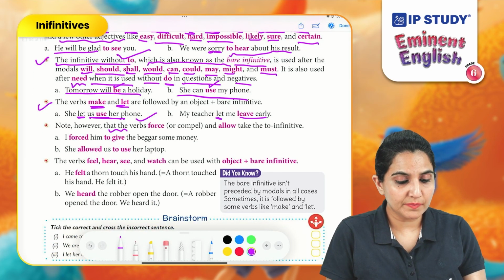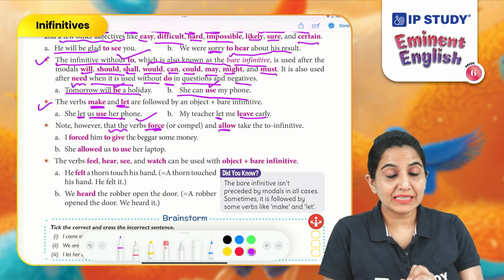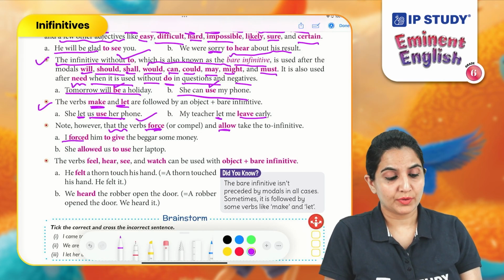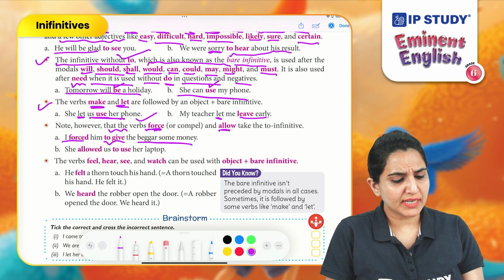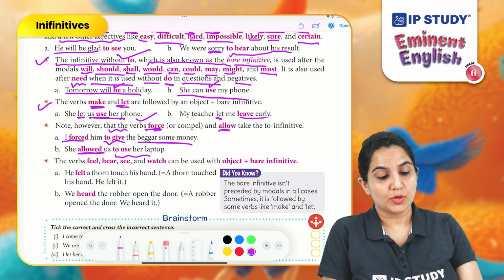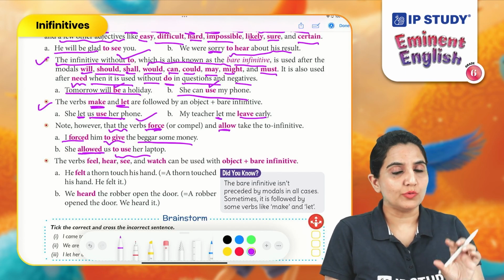However, the verbs force and allow take the to infinitive. For example, I forced him to give the beggar some money. She allowed us to use her laptop. So the verbs like force and allow use the to infinitive.